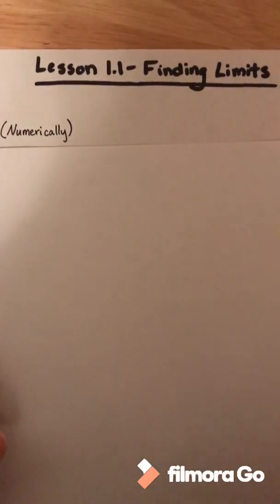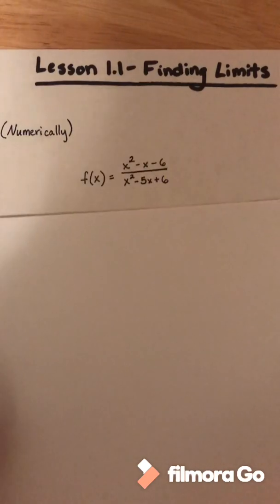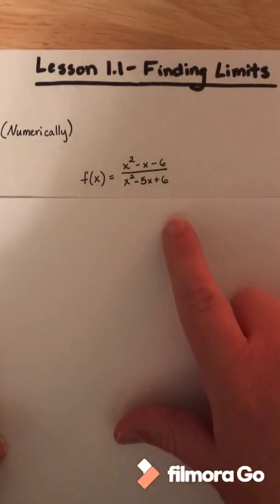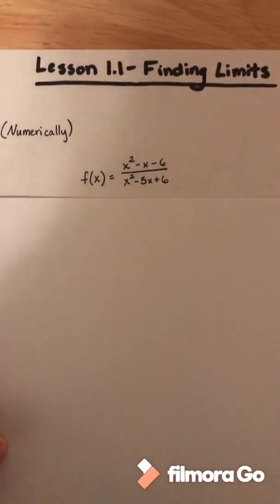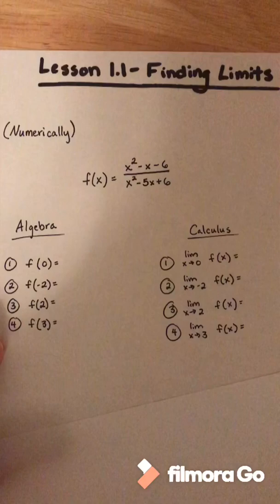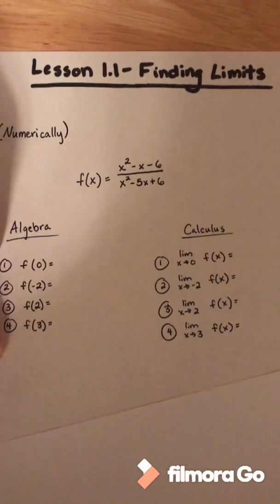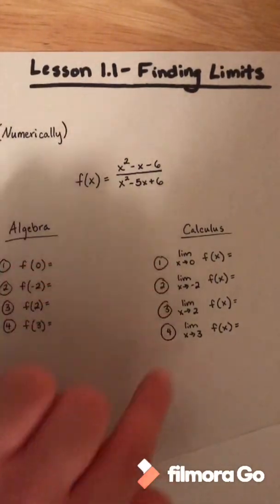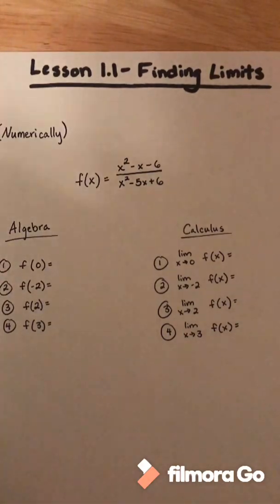So I'm going to do one more example of finding the limits numerically just to get my point across. This time I'm going to use this function here. This is not a piecewise function. This is a nice, pretty rational function. So I'm going to worry about a couple of things. Again, we're going to review some algebra skills, and we're going to plug in these values and see what happens. And then we're going to try to do the same thing with calculus over here, okay?